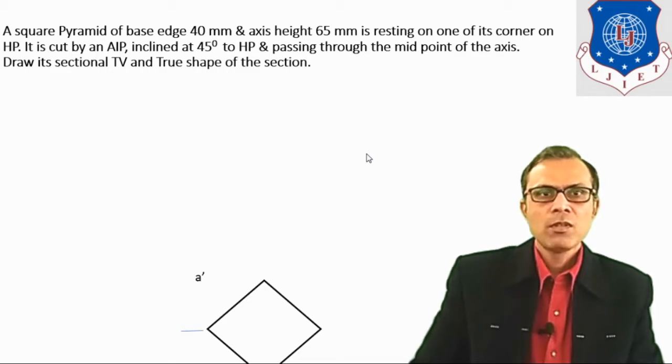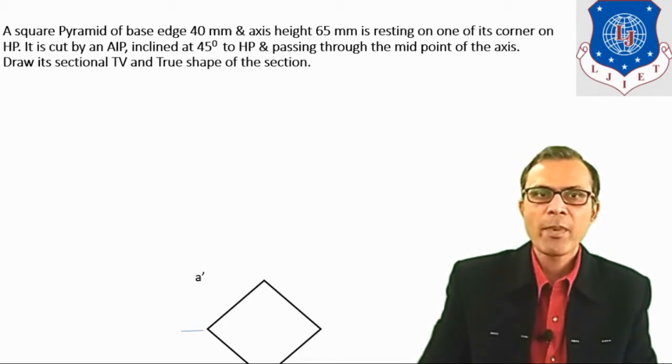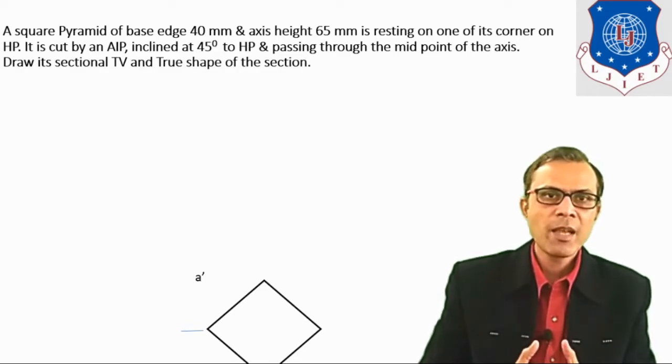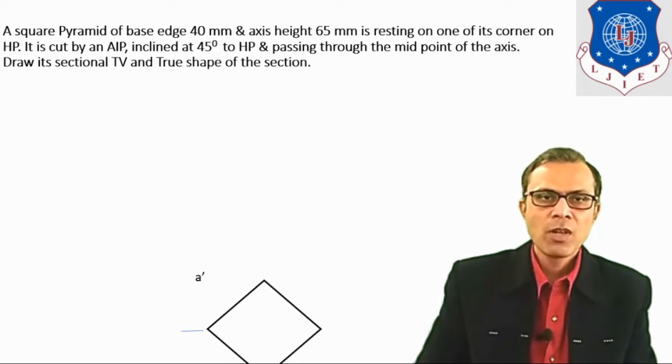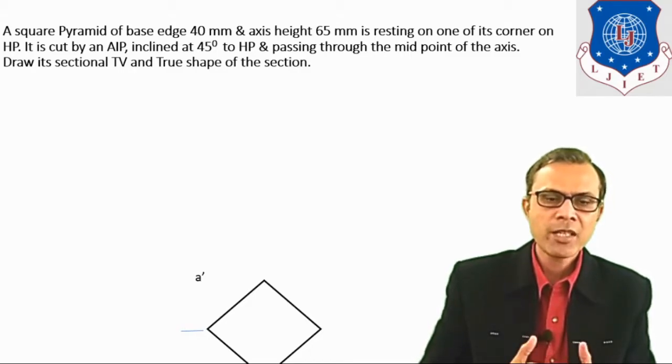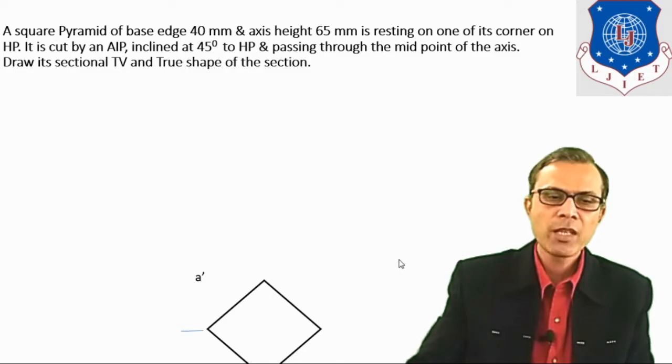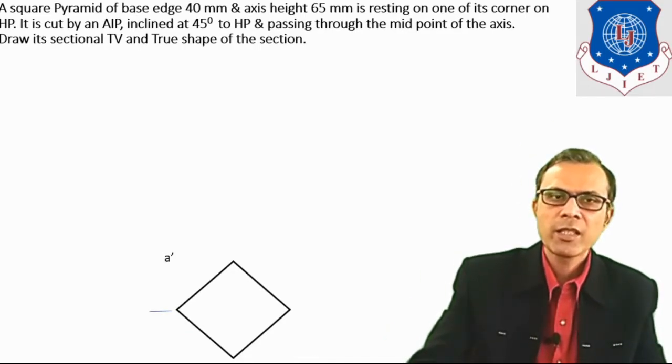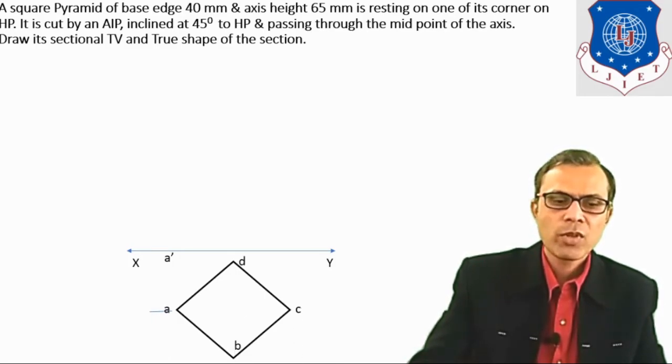So the type of object is a square pyramid, and the first stage is the same as we were drawing in the case of projection of solid. Here it is resting on one of its corners on HP. So we have to start from the true shape of the base, that is the square, and as it is resting on a corner, two corners should remain on extreme sides. So first draw reference line XY and draw the true shape of the square in such a way that two corners remain on extreme sides. Here ABCD is the given square.